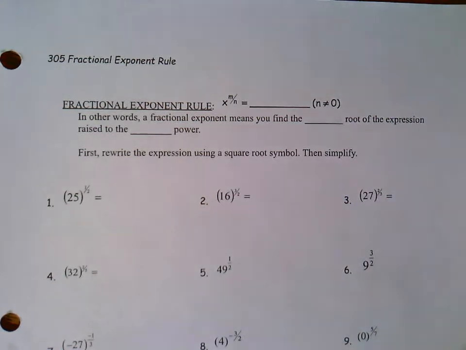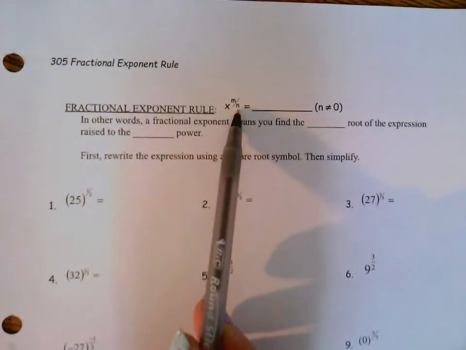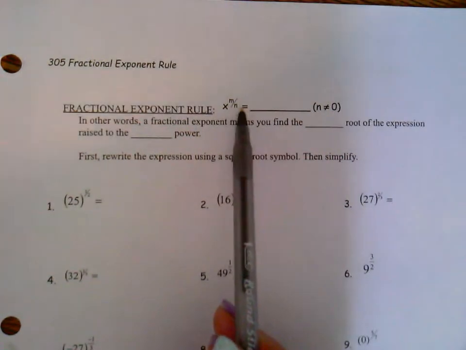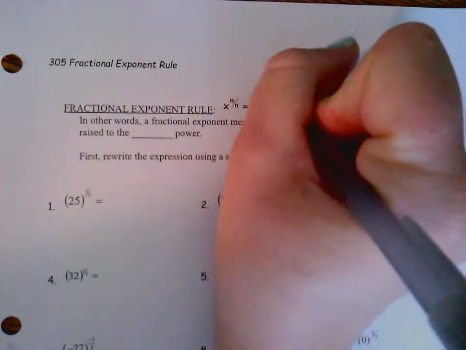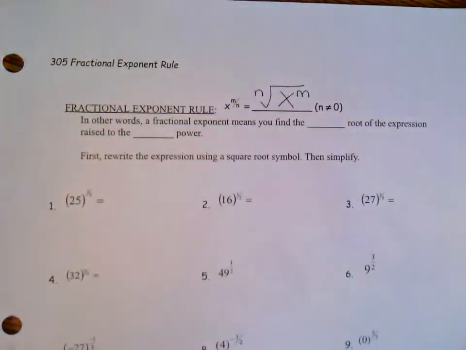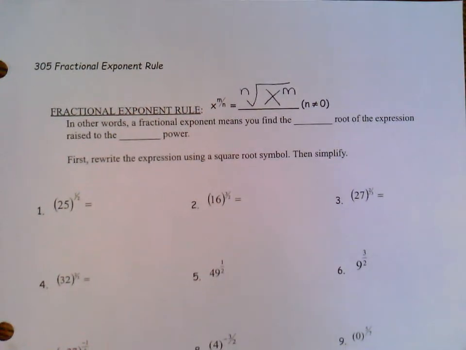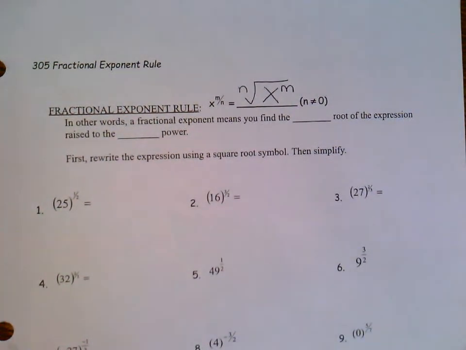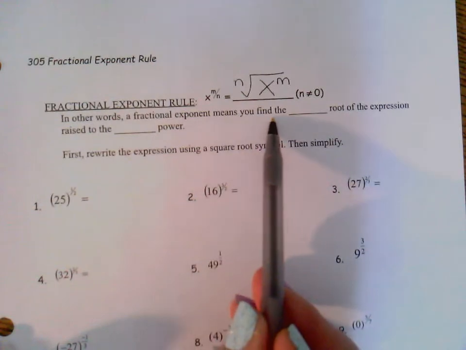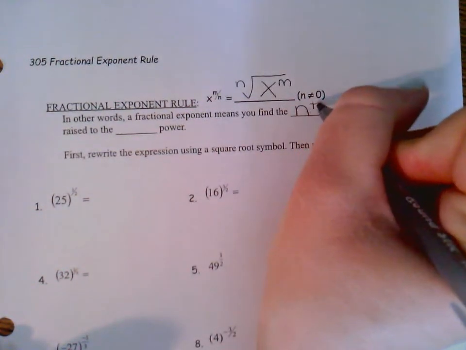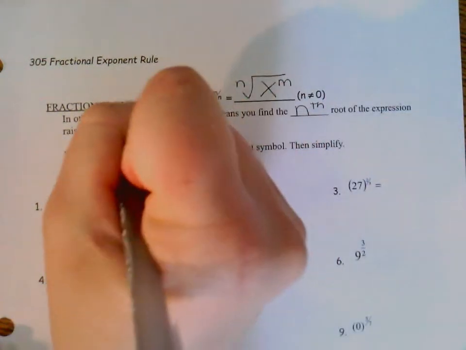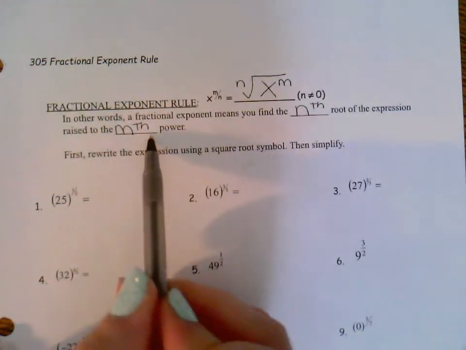Okay, so you've never had a denominator before. So the denominator is creating the index of a radical. So a denominator in a fractional exponent creates a radical. So in other words, a fractional exponent means you find the nth root of the expression and then you raise it to the nth power at the end.